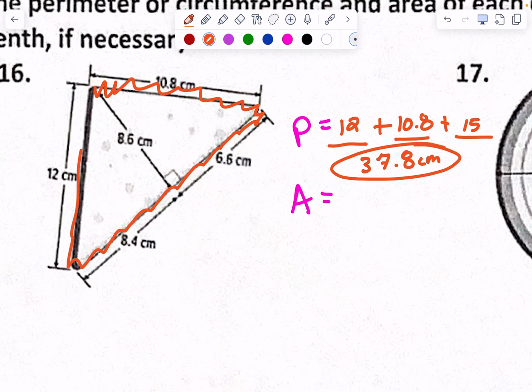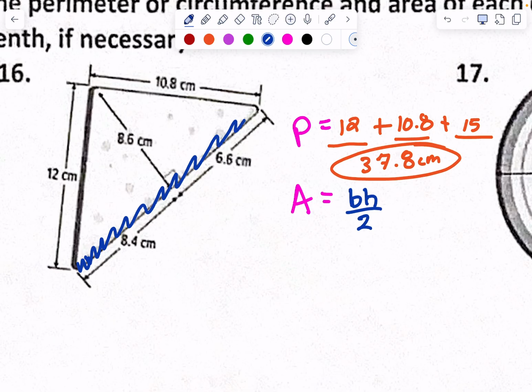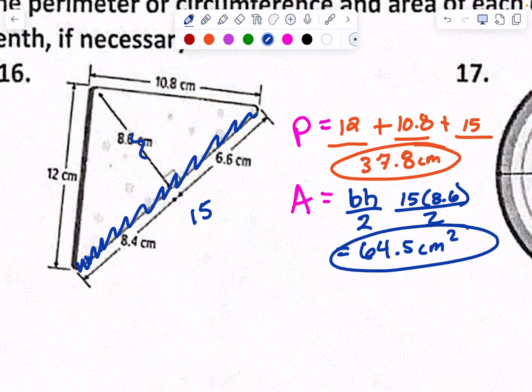Perimeter is the easiest thing. You think perimeter is the easy one? Yeah, easy to remember. Area of a triangle is base times height divided by 2. You got it. Okay. What's the base? 15. And the height is 8.6. So 15 times 8.6 divided by 2. Approximately 64.5. 64.5 centimeters squared.